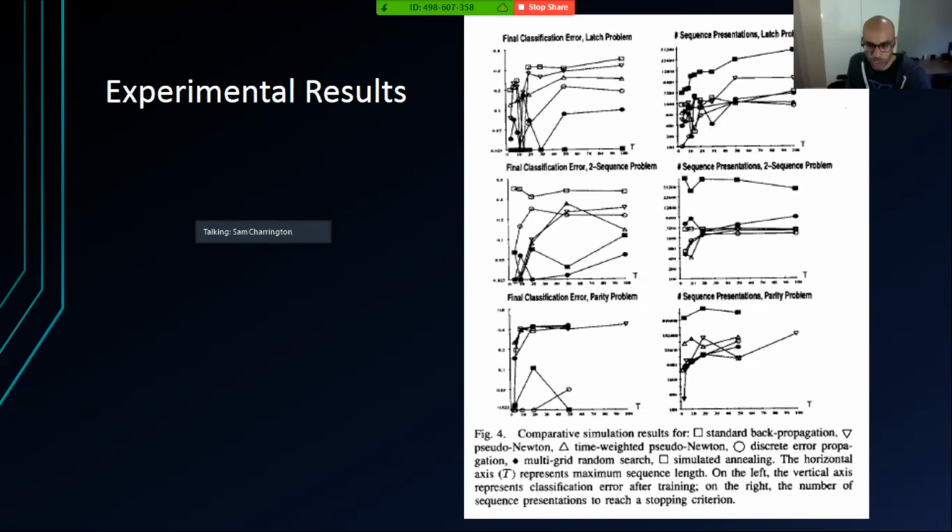And then the discrete error propagation, in that same graph, as well as the one to the right, some of them just stopped testing for longer sequences. Presumably, it just became too expensive, or it just took too long to run, I guess. Yeah, it's a weird graph. It's kind of hard to see what is going on here.